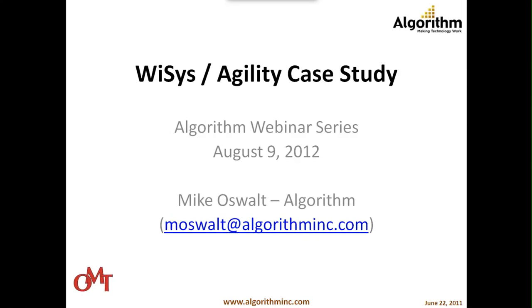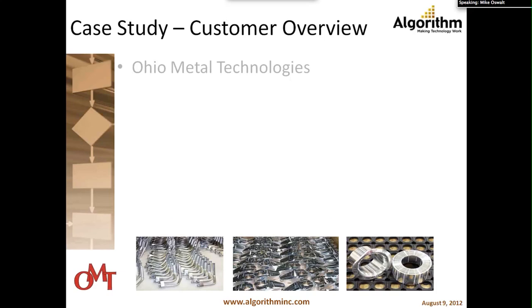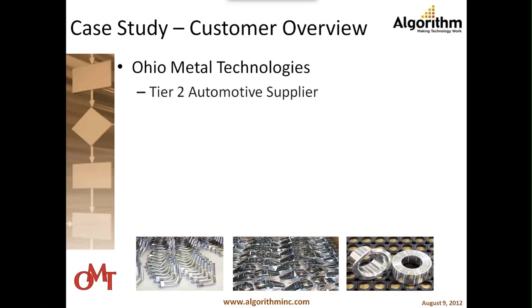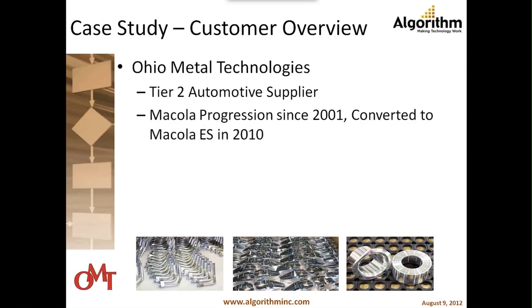So as we discussed, the case they were looking at is a company called Ohio Metal Technologies. They are a Tier 2 automotive supplier within an hour of Columbus. Our office is here. They implemented Macola Progression in 2001, and then converted to Macola ES in 2010. That was the beginning step of their business process, getting to ES. Not necessary for what we're showing today. What we're showing you would work just as well in Progression, but they wanted to get over the ES hurdle before we moved on to the manufacturing issues.